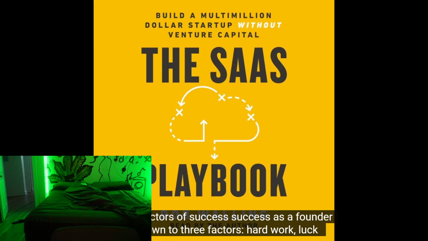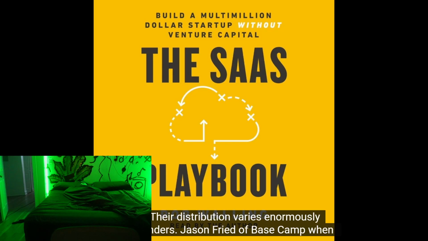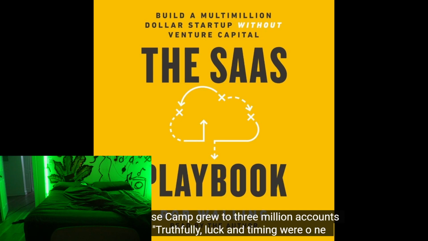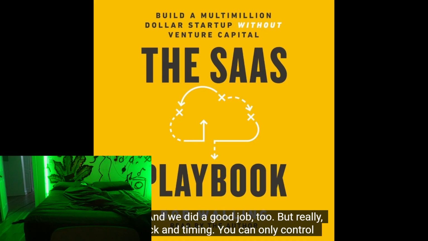The 3 factors of success. Success as a founder comes down to 3 factors: hard work, luck, and skill. Their distribution varies enormously between founders. Jason Fried of Basecamp, when asked why Basecamp grew to 3 million accounts, responded, truthfully, luck and timing were 1 and 2. And we did a good job, too. But really it was luck and timing.